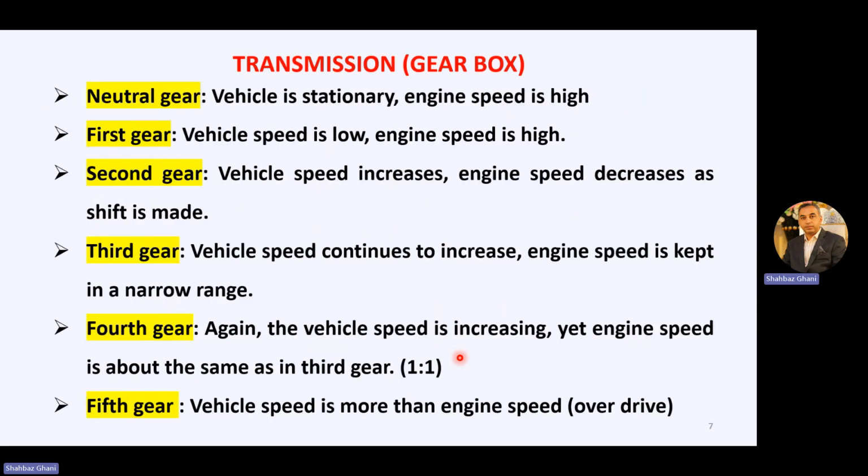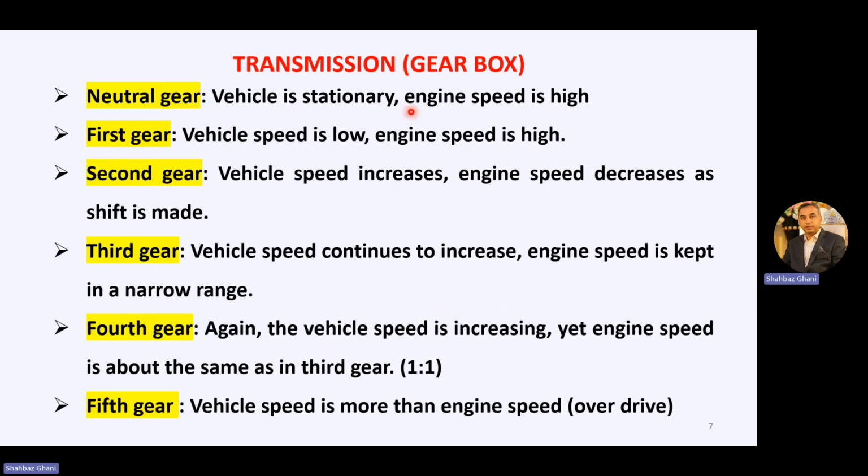Now, let's discuss this case in which we have 5 forward gears, 1 reverse gear, and 1 neutral gear. What is neutral gear? Neutral gear is that gear in which your vehicle is stationary. Engine is moving at a high RPM, whatever RPM you are producing with your accelerator throttle, but there is no movement or output. So the vehicle is stationary. So that gear is the neutral gear.